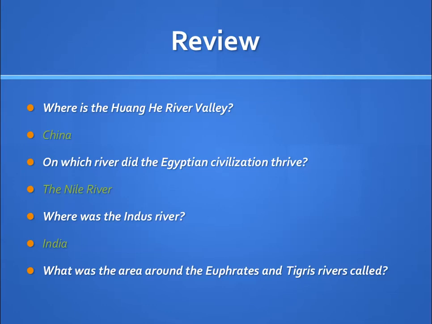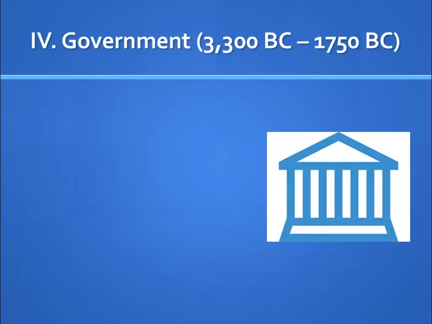There are two names for this. The Fertile Crescent is one of these names, and Mesopotamia is another. Okay, so today we are going to talk about government, different forms of government.